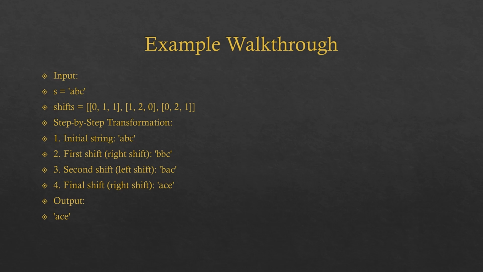Let's walk through an example. Suppose the string is ABC and the shifts are 0, 1, 1, 1, 2, 0, 0, 2, 1. Initially the string is ABC. After the first shift, it becomes BBC. The second shift turns it into BAC, and finally the third shift results in ACE. So the final output is ACE.